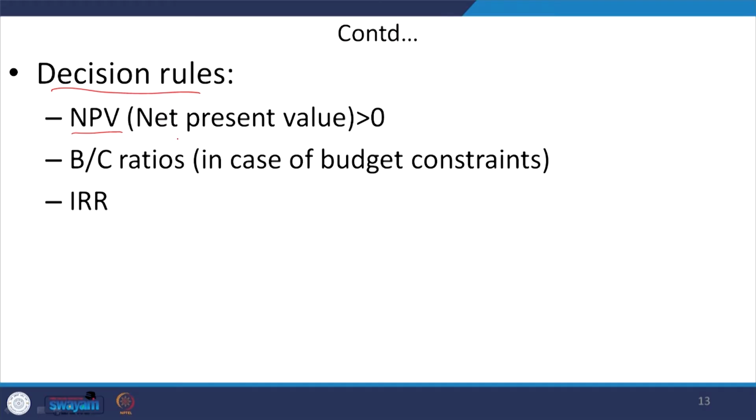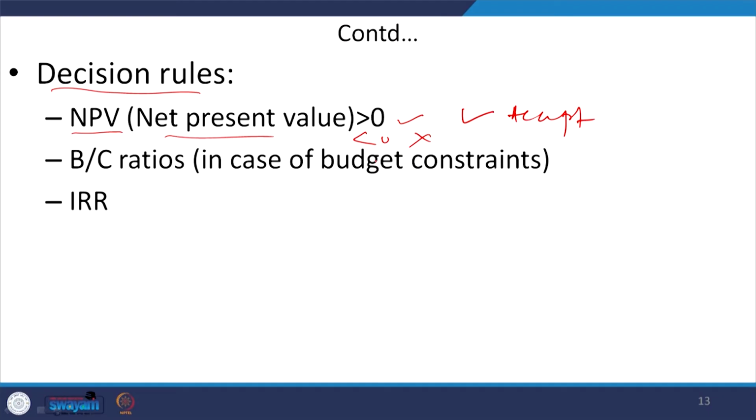If this net present value is greater than 0, then we are saying accept the project or accept the policy for implementation. If it is less than 0, then obviously we are outrightly rejecting it, and if it is equal to 0, then you are indifferent, you need to relook the factors responsible for these benefits and costs.